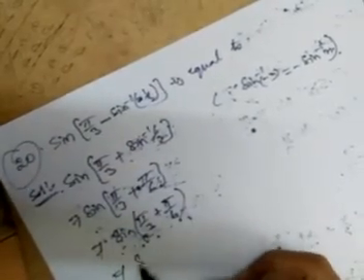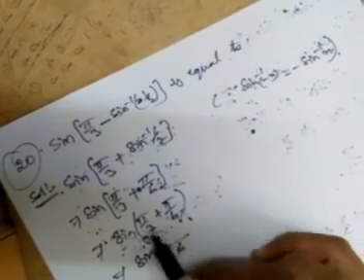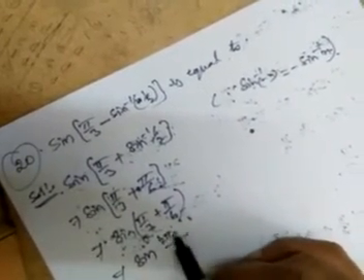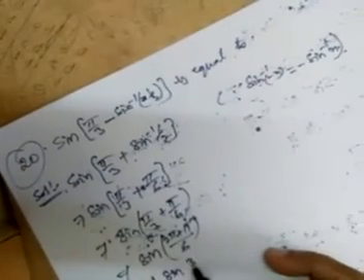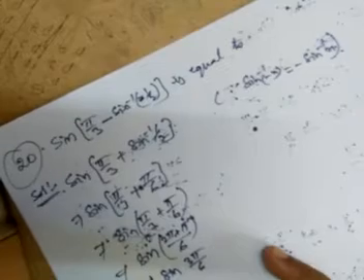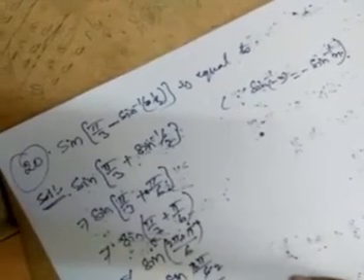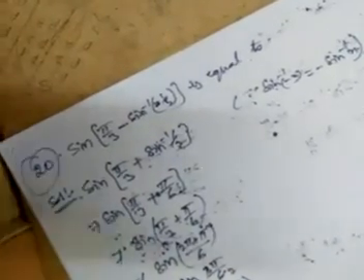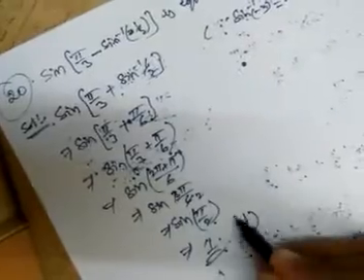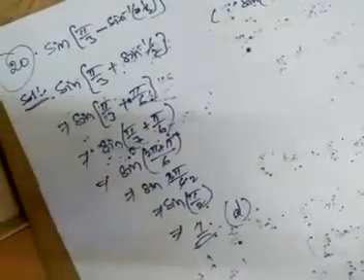That gives sin of, LCM is 6, 2 pi plus pi, 3 pi by 6. Sin of 3 pi by 6, that is sin of pi by 2, sin 90. Sin 90 value is 1. So the correct option is B. Correct option is B. Next question.